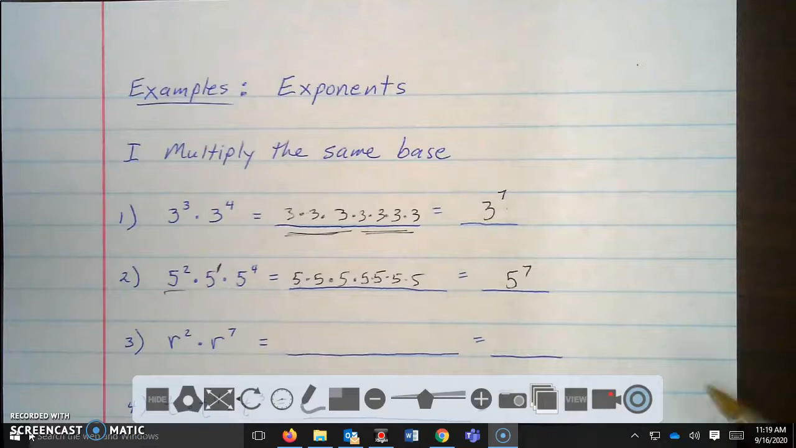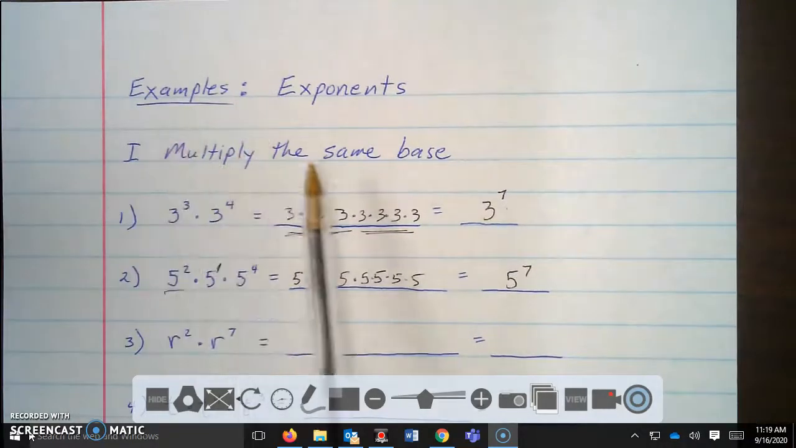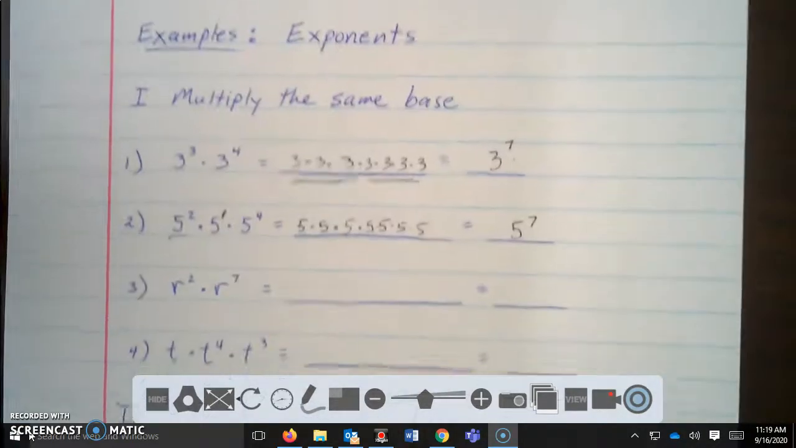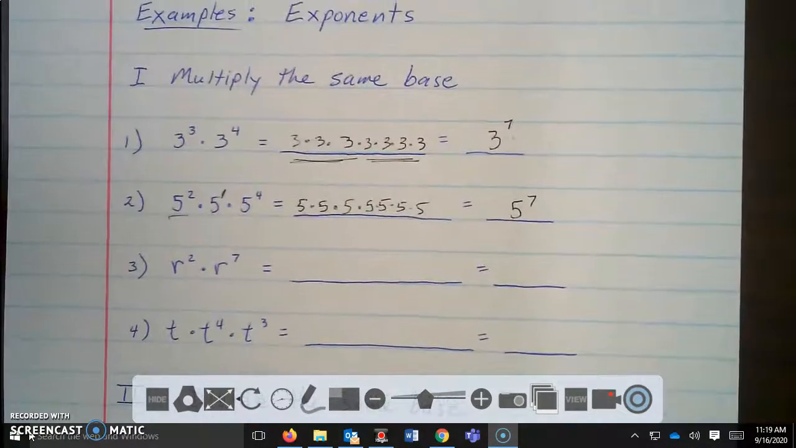Okay, so I know this might seem a little strange because we're multiplying, right? Why am I adding? And I get asked that every year. Okay, to multiply the same base, you add the exponents. So you do addition to do multiplication, as weird as that may sound. Okay, so there are 2 more.